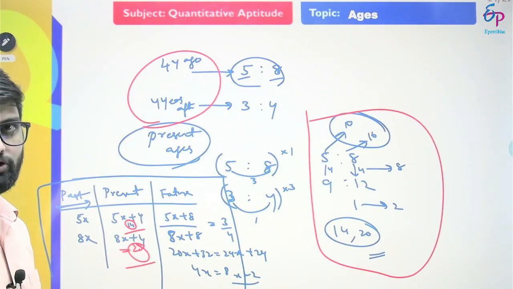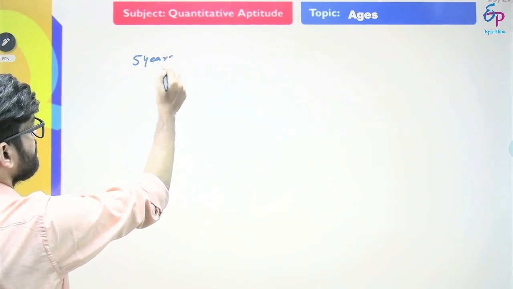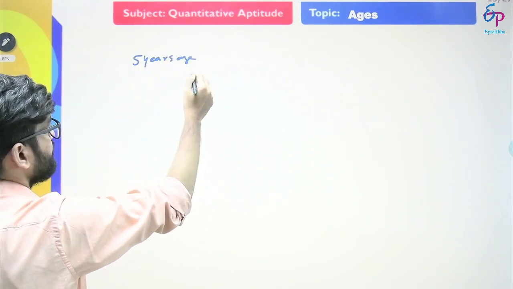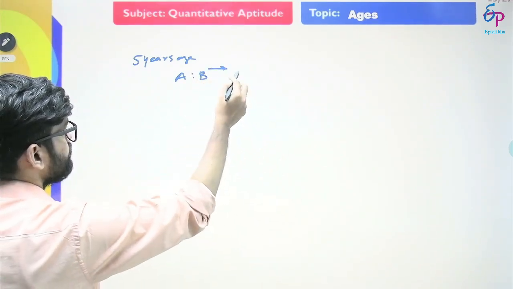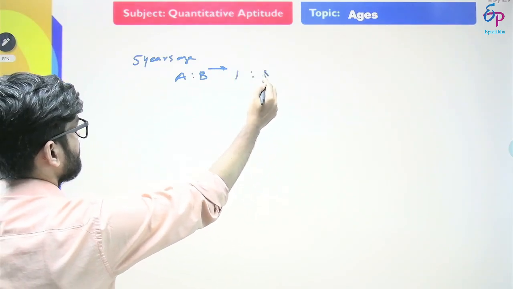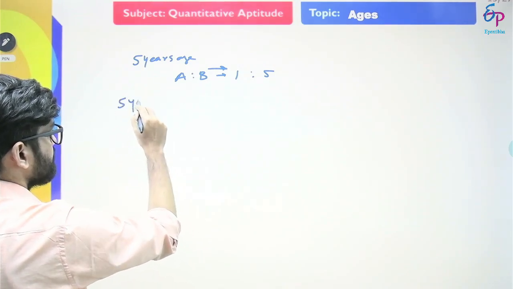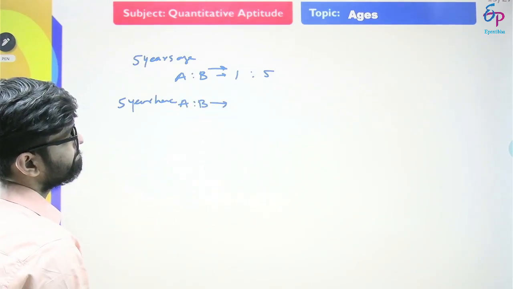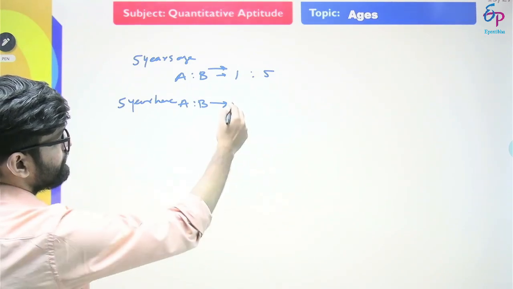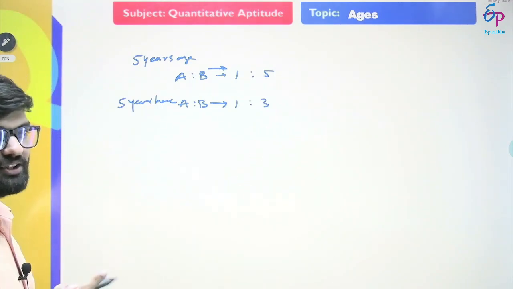Okay, one more question on ratios and then we'll see averages. 5 years ago, the ratio of A and B was 1:5, but now 5 years hence, the ratio of A to B is 2:6 if I take, or 1:3. 1:3. Let me change the values if I get anything wrong.